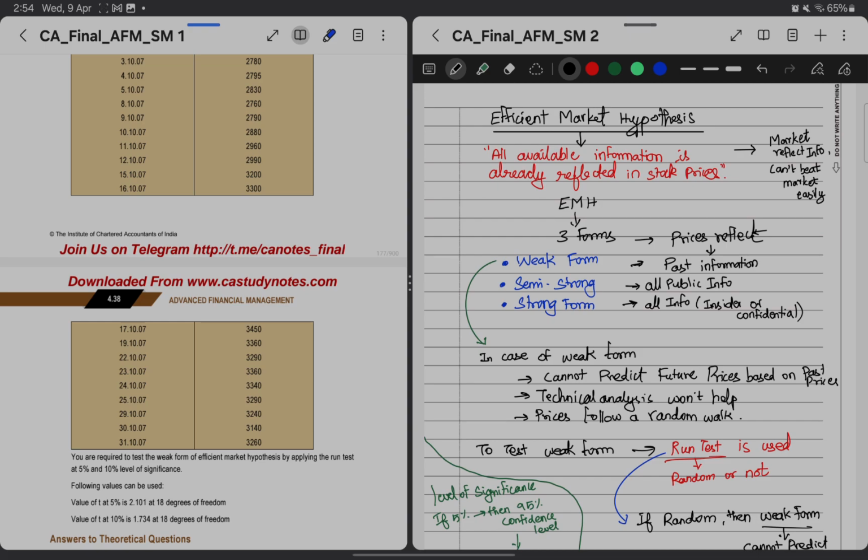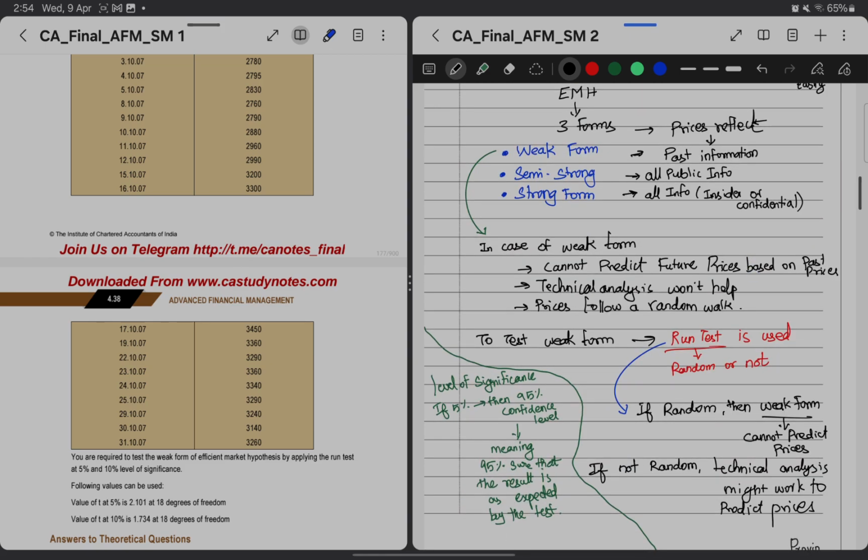In the case of a weak form, we cannot predict future prices based on past prices, and any technical analysis won't help, and prices will follow a random walk, meaning prices will be random because we will not be able to predict them, right? Now to test this, how will we say that it is weak form or semi strong or strong? For that we have this run test, which is a statistical tool that will tell us whether these prices are random or not. If random, then it is weak form and we cannot predict prices. If not random, then some technical analysis might work to predict the prices.